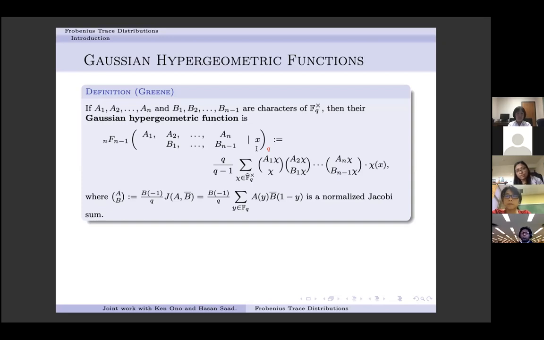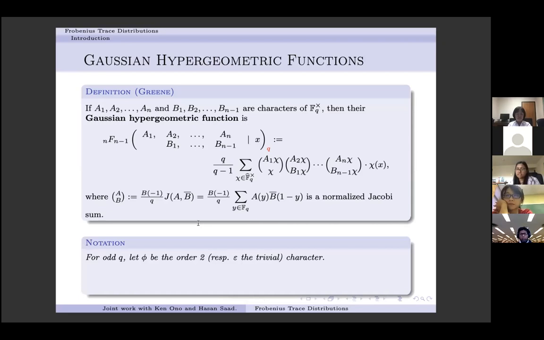Today we are not talking about much of the properties or detail of how Green developed these functions. If you want to see how he developed these functions, you may go through his paper in the Transactions of the AMS, where he gives a beautiful theory of how he developed these functions. In today's talk, we fix some notation because these functions look big, and because of lack of space. Here phi denotes a quadratic character, that is, a character of order 2. And we always represent the trivial character by the symbol epsilon.